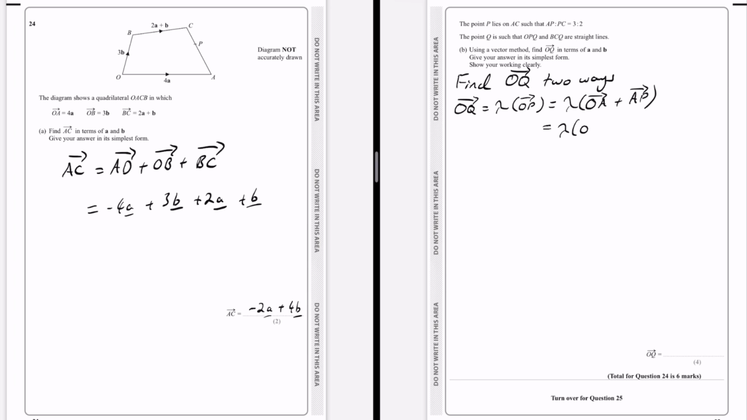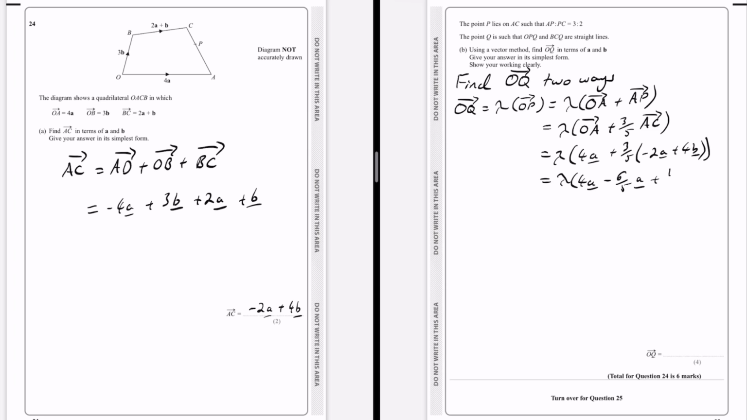The vector from O to P, I'm going to calculate the path as O to A plus A to P. We know that A to P is 3/5 of A to C because of the ratio it gives us in the question. A to P to C is 3 to 2. So A to P is 3/5 of A to C. O to A we know is 4a. A to C we calculated in part A. So we're going to get 3/5 of that vector, and it's lambda lots of all of this because this is our vector O to P we're calculating here.